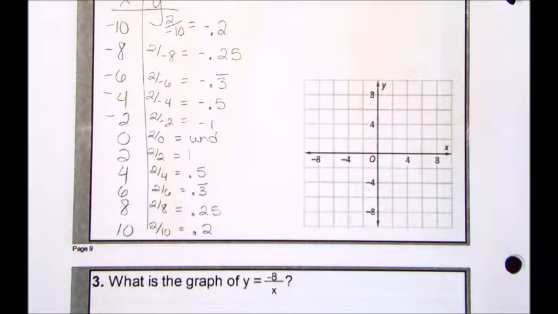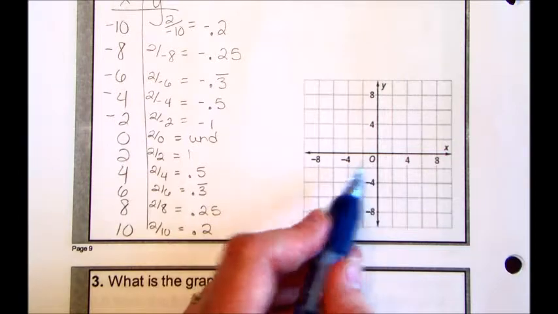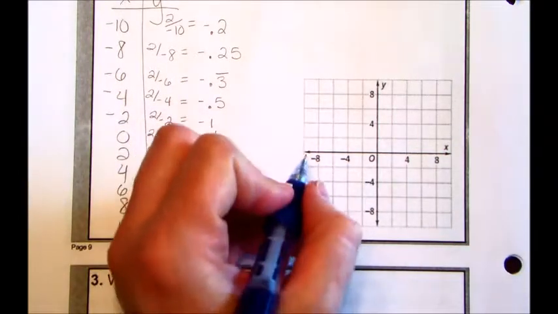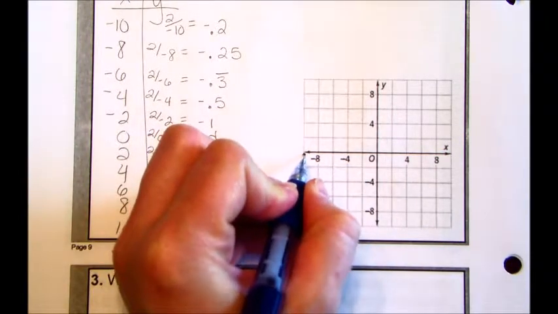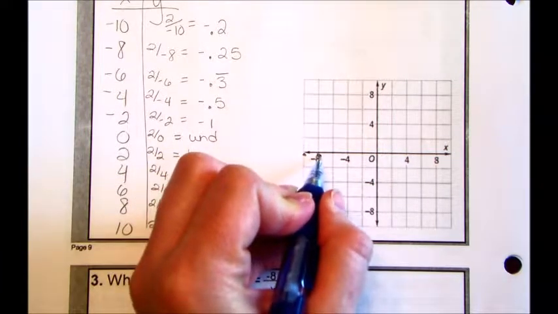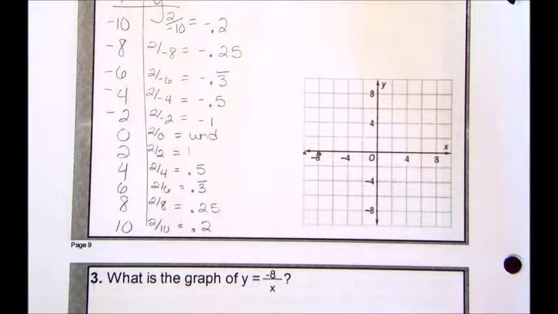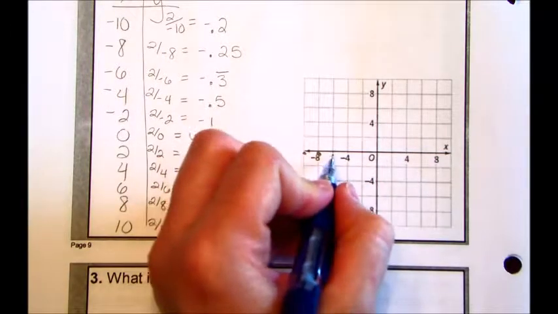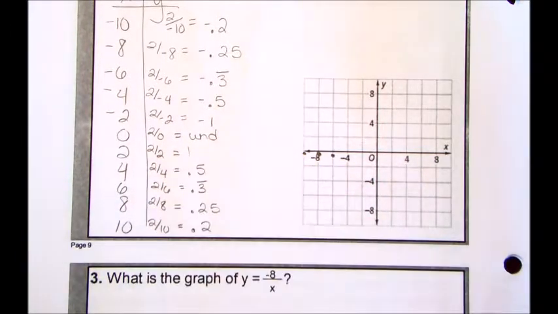All right, we are going to plot these points. Notice we're skipping by 2's, so -10 and -0.2 is super, super, super tiny right there. -8 is also super tiny right there. -6 is also very tiny. It's like right there. They're starting to go down.